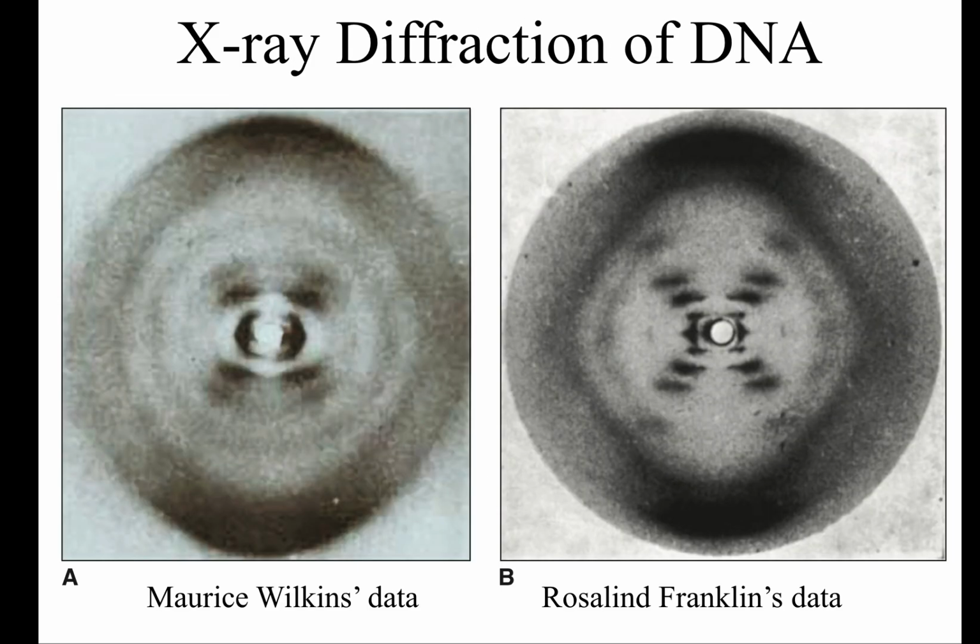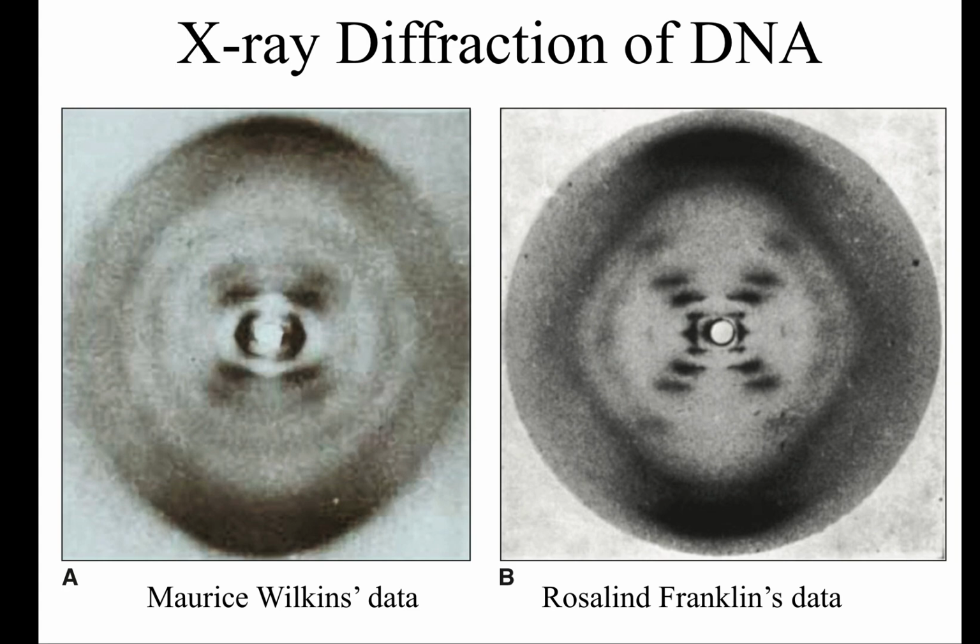Okay. So Watson and Crick were trying to figure out the structure of DNA. They can't use just a microscope to go look at DNA. It's too small a molecule. So they use some other techniques. One of the techniques is called X-ray diffraction.